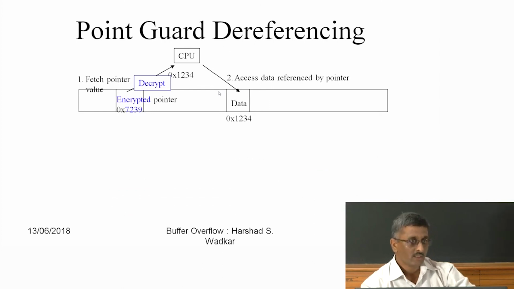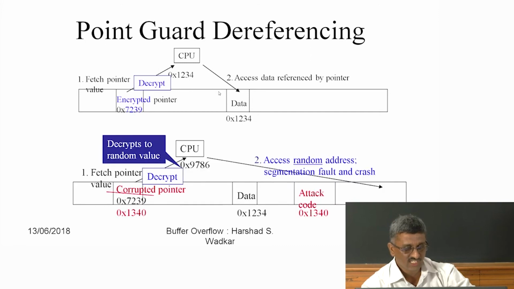The data is 1 2 3 4, written as 7 2 3 9, that is changed data. The attacker's value will be decrypted into some other number, say 9 8 7 8 6. He wanted 1340, I got 9786, which is not the memory location of the code where the attacker's code is sitting. So the attacker's code will never execute. The buffer overflow will happen, everything will happen, but the attacker's code will never execute, and that is what I want to stop, right.